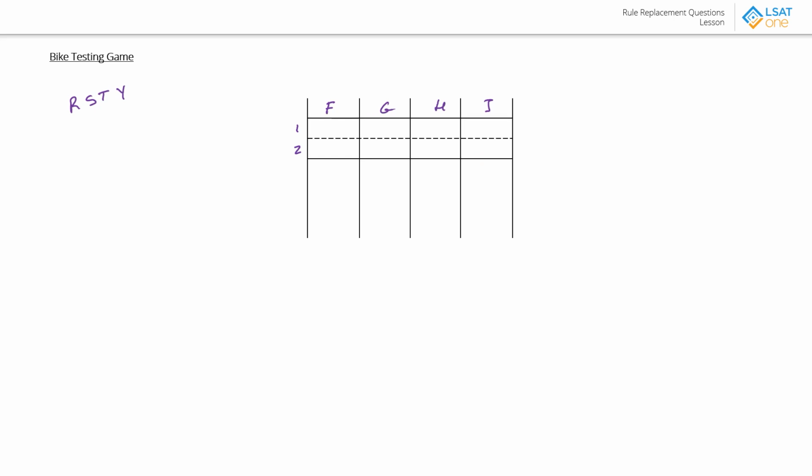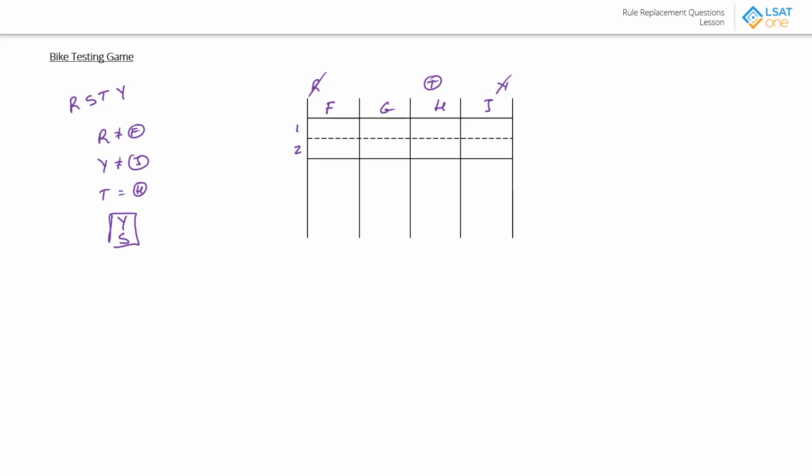So you can never have duplication kind of going down. From there, the rules themselves, essentially you should have something that roughly looks like this. We're told that R can't test bike F, Y cannot test bike G, T has to be one of the testers over here on day 1 or day 2. We just don't know which day.